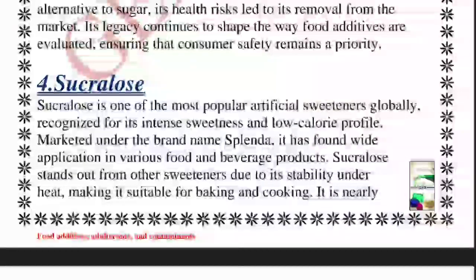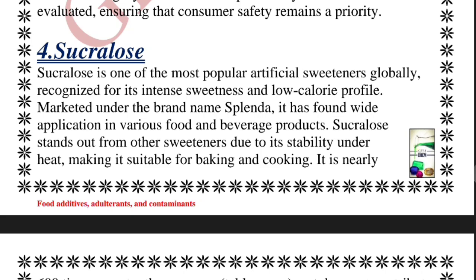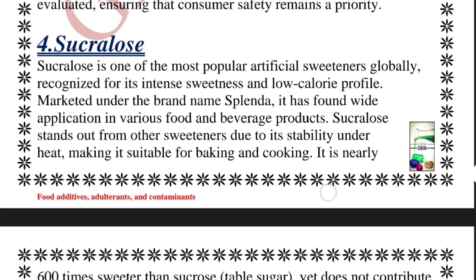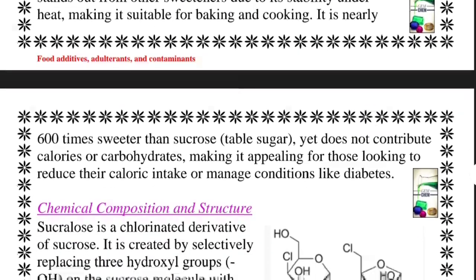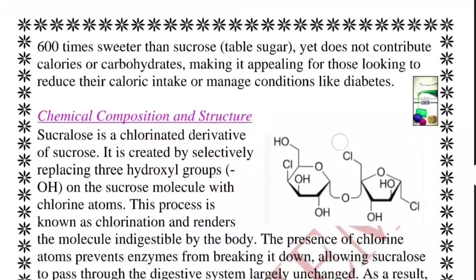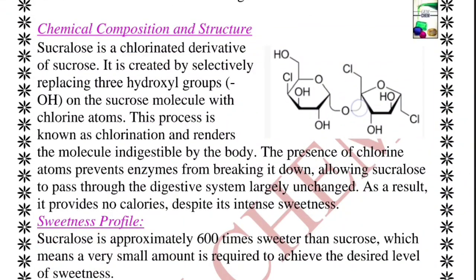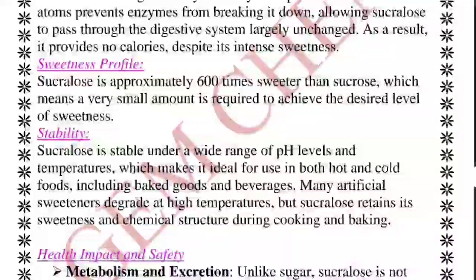This is the next one of your artificial sweeteners, that is sucralose. This is globally recognized for its intense sweetness and low calorie profile. It is 600 times sweeter than sucrose, and this is its structure. It is created by selectively replacing three hydroxyl groups from the sucrose molecule with chlorine atoms, and this process is known as chlorination. Sweetness profile: 600 times sweeter than sucrose, as I have told you. Stability: it is stable across a wide range of pH levels and temperatures.